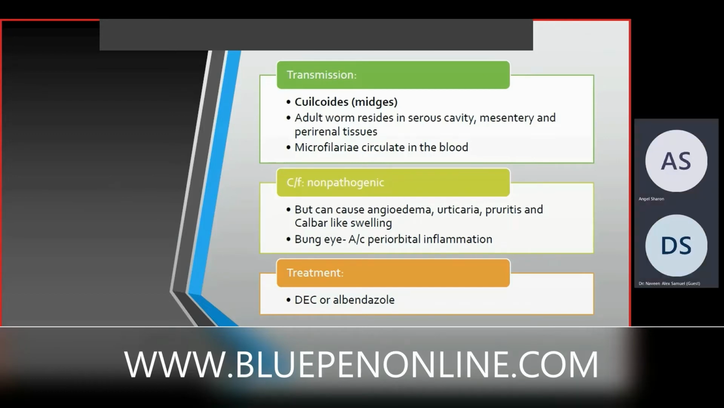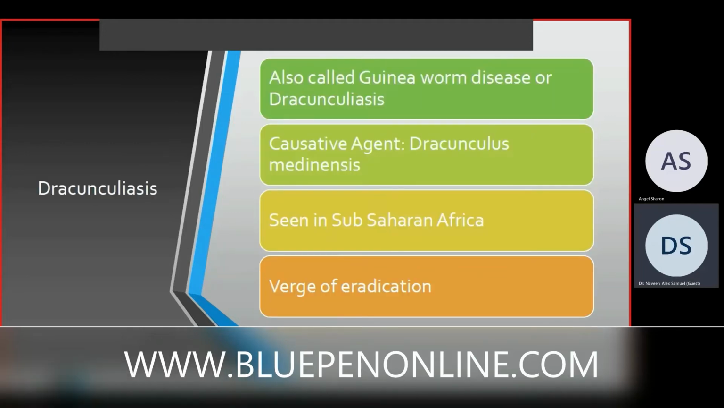Yes, sir. So in this, you just need to know the names. Transmission is by the Culicoides midges, then the adult worm resides in the serous cavities. What I've given you, you just need to know, nothing else more about this. This may be just a 1 mark or 2 mark question, or they might not even ask this question. Since it was there in the book, I just thought to cover a few of these.